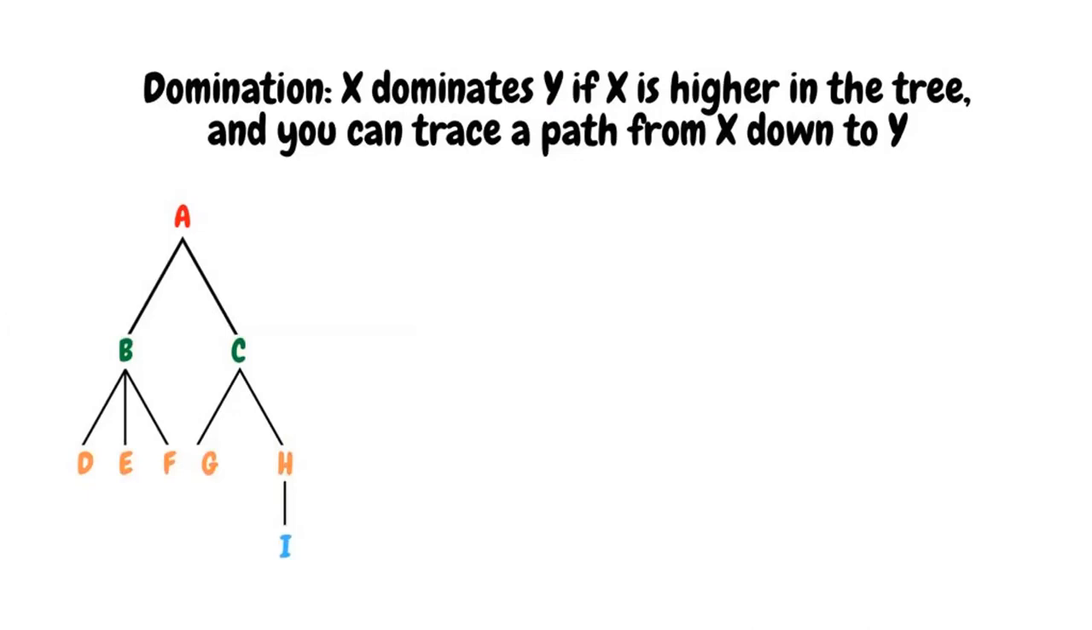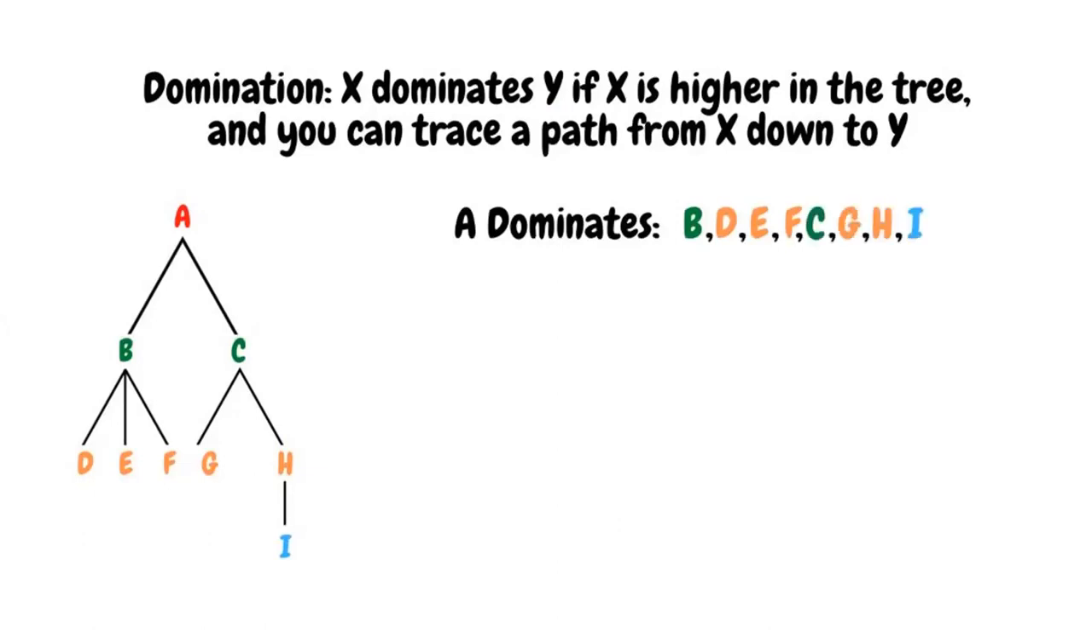What does A dominate? Well, we take a look at A, and we take a look at everything below it. So what is below A? B is below A. D, E, and F are below A. So A dominates B, D, E, F. But we can see that C is also below A, G and H are below A, and I is below A. So A also dominates C, G, H, and I. So it dominates everything. Why does it dominate everything? Because A is the root node. So A is going to dominate all other nodes that are below it.